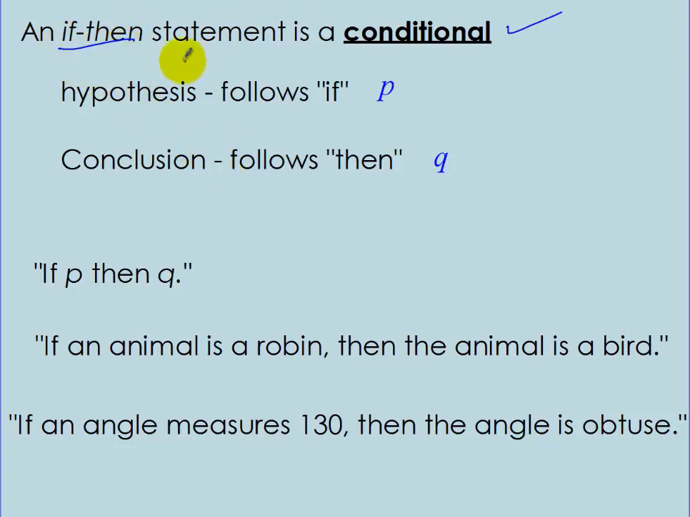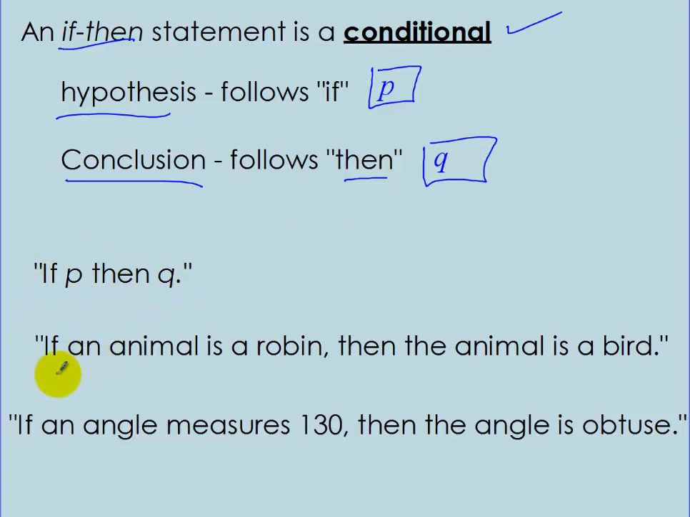So if something, then something else. That's what's going on. And the two parts of this are the hypothesis and the conclusion. The hypothesis follows the if part, and sometimes it's labeled the P. And the conclusion follows the then part, which we sometimes label the Q. So if P, then Q.